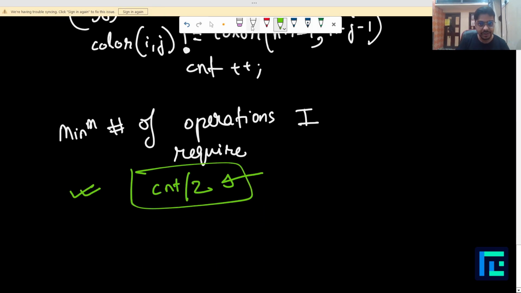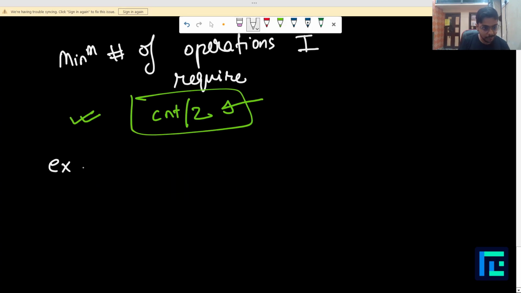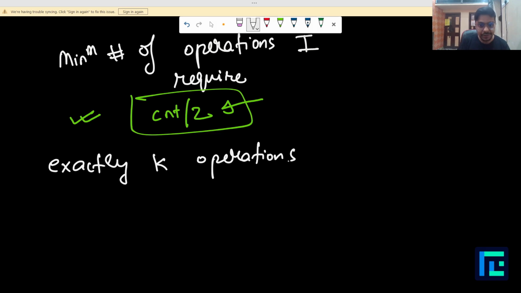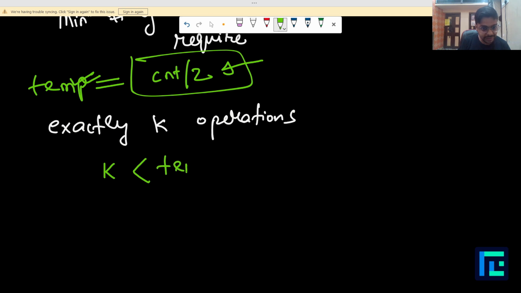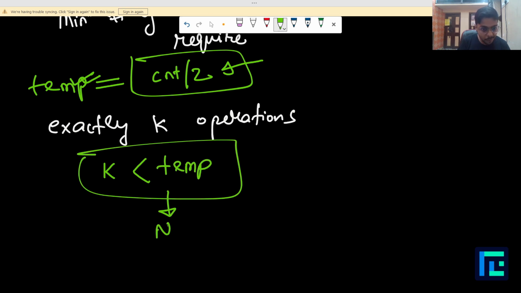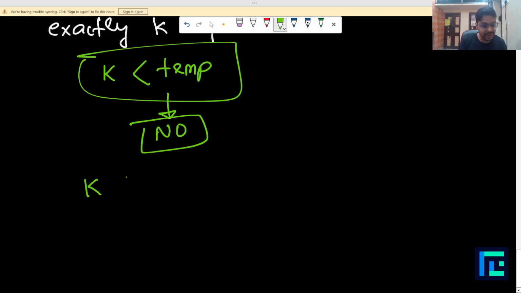Now, if you just notice in the question, they have told you that you need to perform exactly k operations. Now, this is very much clear that if, let's suppose I call this variable temp, I need to perform temp number of operations finally, which is basically count by 2. It is very much clear if the value of k is lesser than temp, the answer will always be no, right? Because this temp is the minimum number of operations I require to make the pattern exactly equal when the grid is rotated by 180 degrees. So if k is lesser than temp, the answer will definitely be no. What if k is greater than temp?